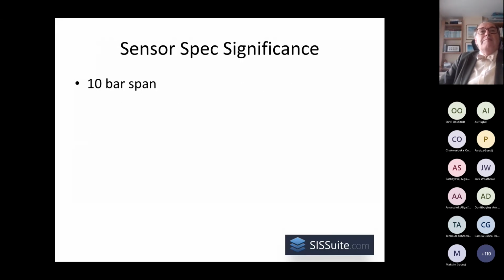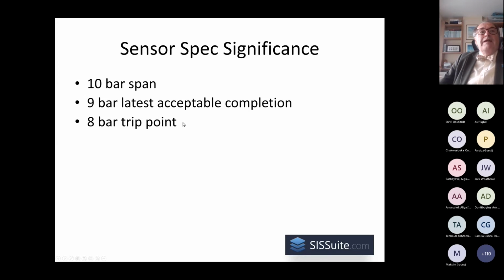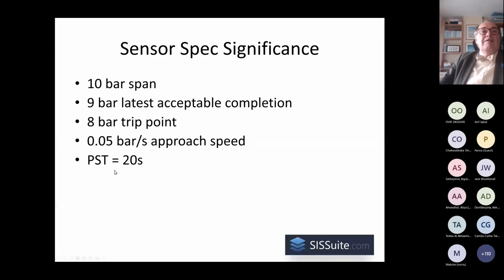If we assume a 10 bar span for our transmitter and a 9 bar setting for the latest acceptable completion of the SIF action, and an 8 bar trip point, okay, nice easy numbers, and a 0.05 bar per second approach speed, then the implication is that we have a process safety time of 20 seconds. At this speed, it would take 20 seconds to go from 8 bar to 9 bar.